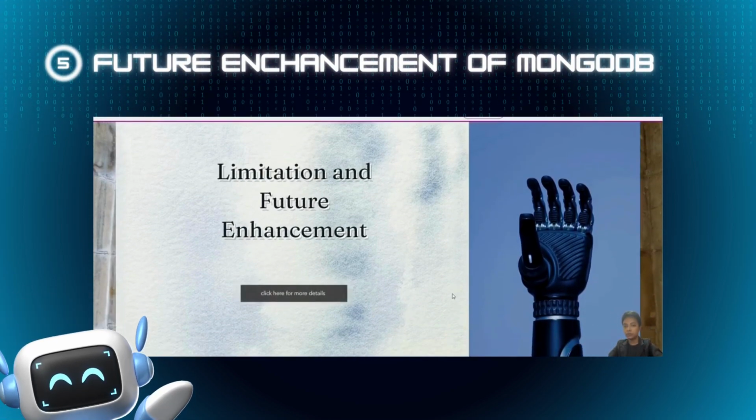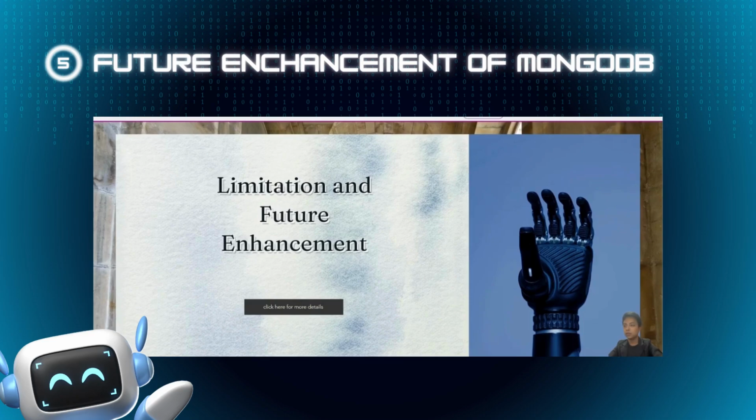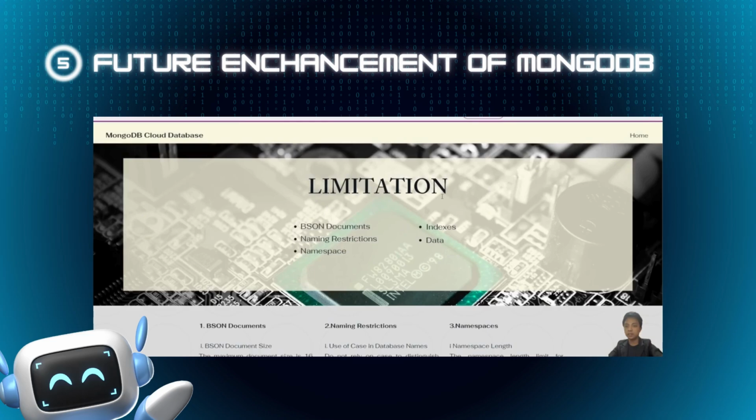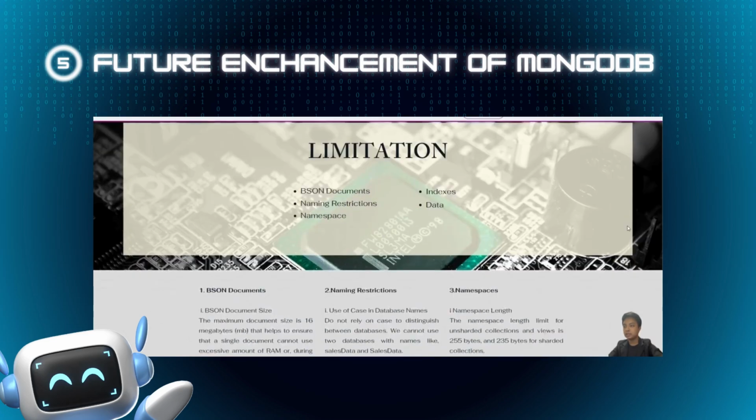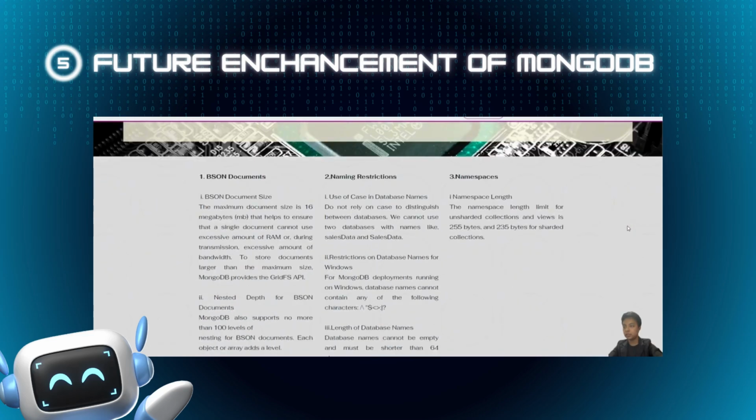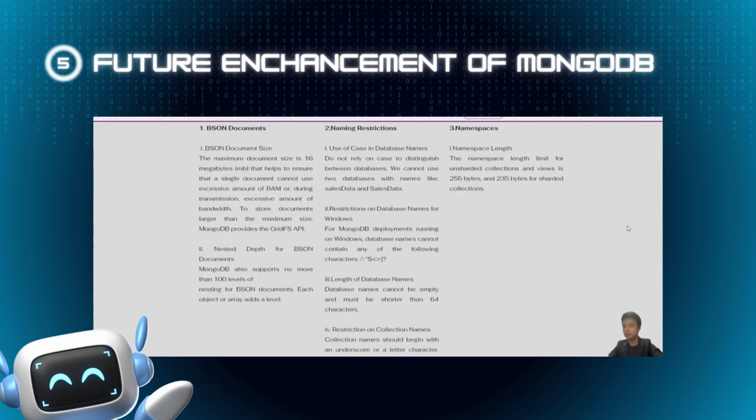Okay, next we go through limitation and feature enhancement. Limitation has 5 items: BSON documents, naming restrictions, namespace, indexes, and data. BSON document size: the maximum document size is 16 megabytes, which helps to ensure that a single document cannot use an excessive amount of RAM or, during transmission, an excessive amount of bandwidth. To store documents larger than the maximum size, MongoDB provides the GridFS API.